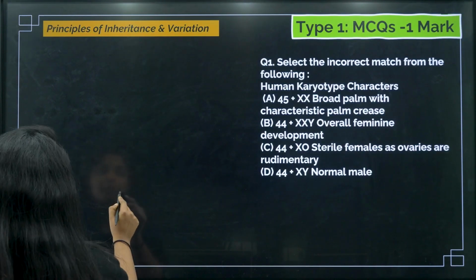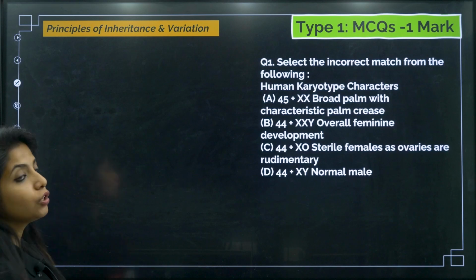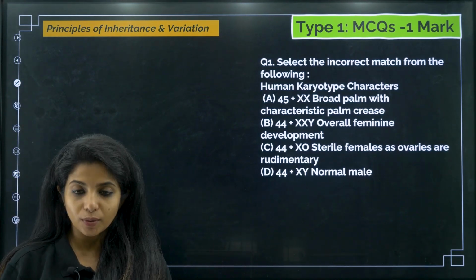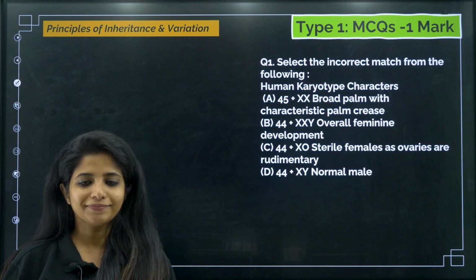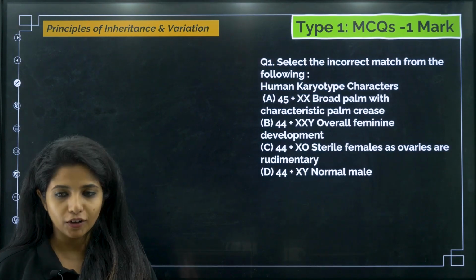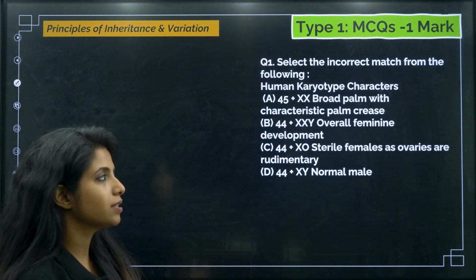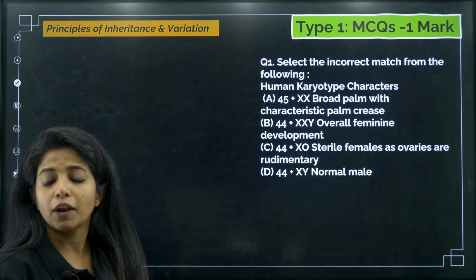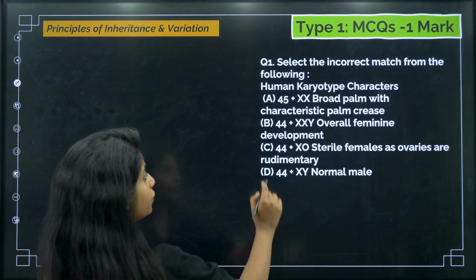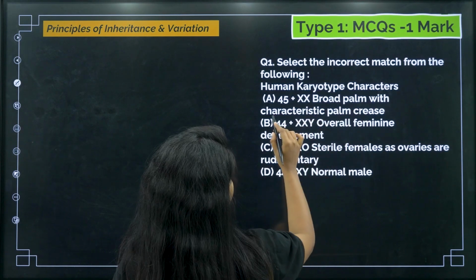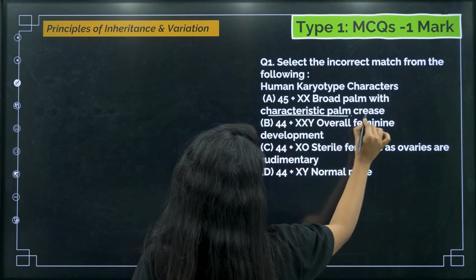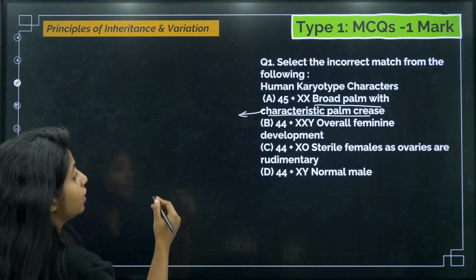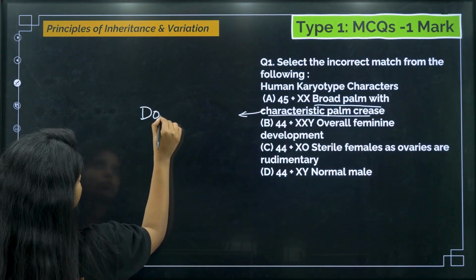My type of teaching is where I'll be explaining certain things along with solving the questions. Not just the question, we will be explaining a bit more, so that you feel we are covering a lot and it will be helpful for you to understand things. Now select the incorrect match from the following human karyotype characteristics. The first one is 45 plus XX, broad palm with characteristic palm crease. Children, this feature is of a condition known as Down syndrome.